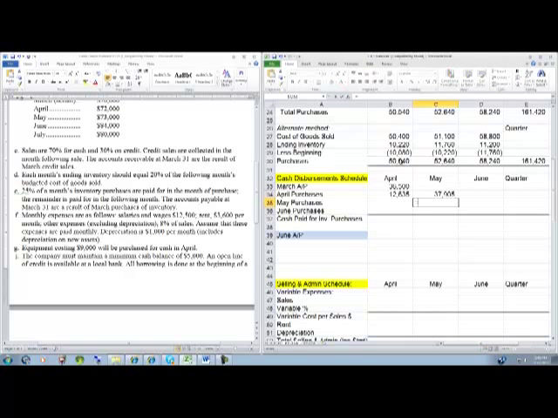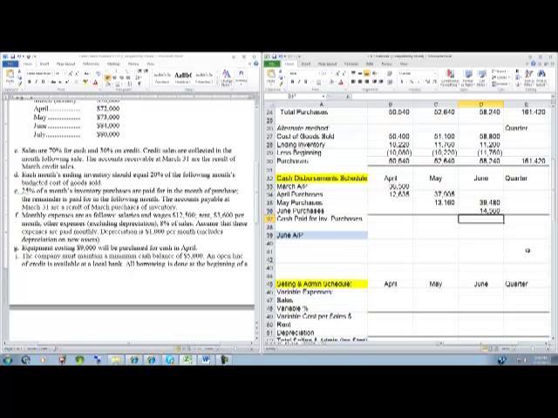We're going to do the same thing for May. We're going to take May purchases times 25% in the May column, and we're going to take May's purchases times 75% in the June column. And then for June, we're going to take the June purchases times 25%, and the 75% is going to be paid in July. But let's think about where that's going to help us in our current budget period.